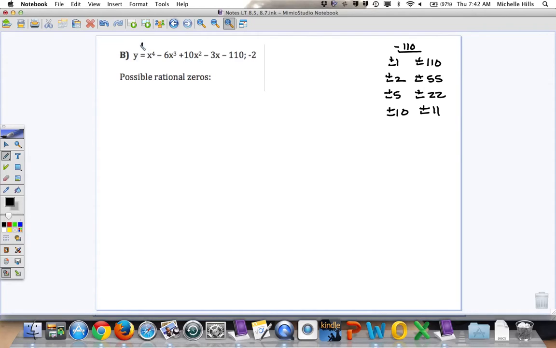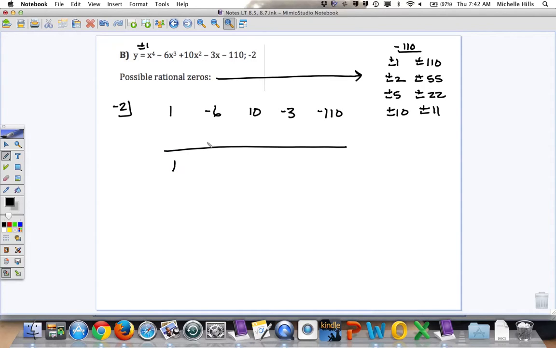Luckily, this is just positive and negative 1. So my possible rational zeros in this case are actually those numbers. They told me that negative 2 is a 0. So I've got 1x to the 4th, negative 6x cubed, 10x squared, negative 3x, and negative 110. No missing terms, so I don't have to put a 0 placeholder. Bring it down, multiply it by negative 2, combine it, multiply it by negative 2, combine them, multiply it by negative 2, so negative 52, combine them, multiply it by negative 2, and again, this had better be 0 because they told me it was.